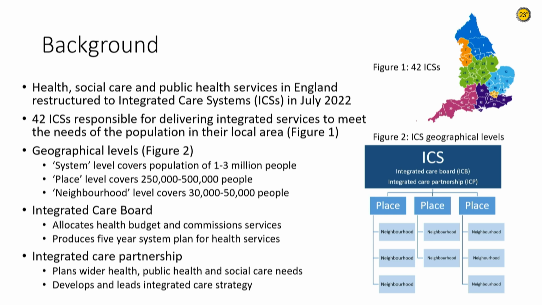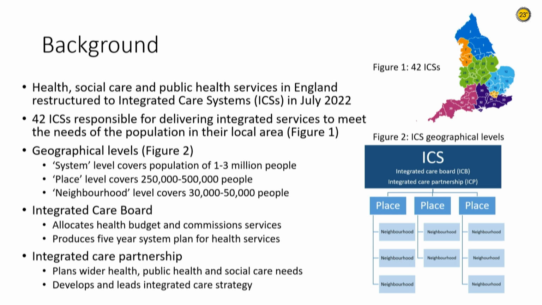Each ICS operates at 3 different geographical levels. So you have the system level, which covers 1 to 3 million people, place level, and then the lowest level is the neighbourhood level, so the really local level, as you can see sort of depicted in the diagram. It varies how many places and how many neighbourhoods are in each of the ICSs, but I'll mostly focus on the top level ICS system.